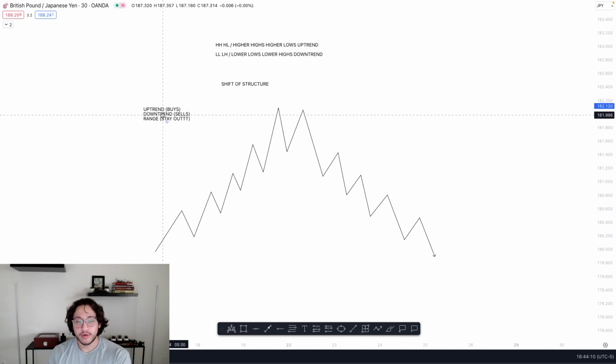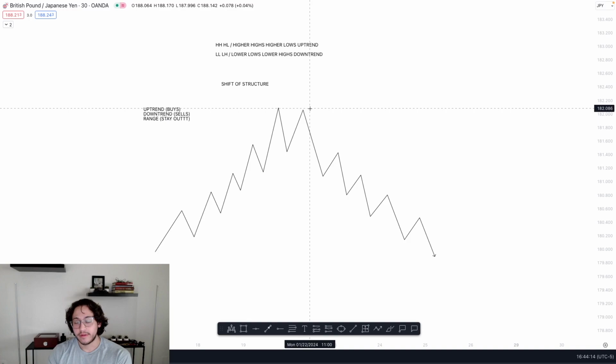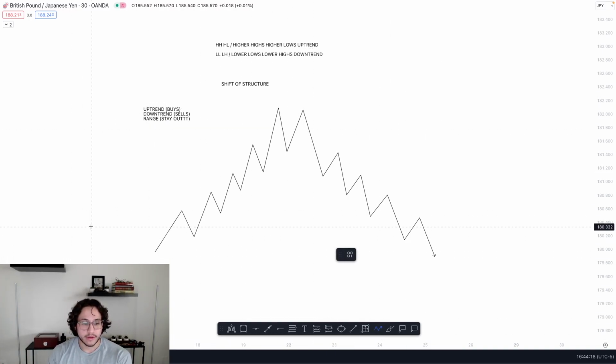We have an uptrend, which is when the market is heading to the upside. We have a downtrend when the market is heading to the downside. And then we have a range, which basically looks like this. So let me give you guys an example. This is pretty much what the range looks like, right? The range is just in the middle. There's nothing going on in here.